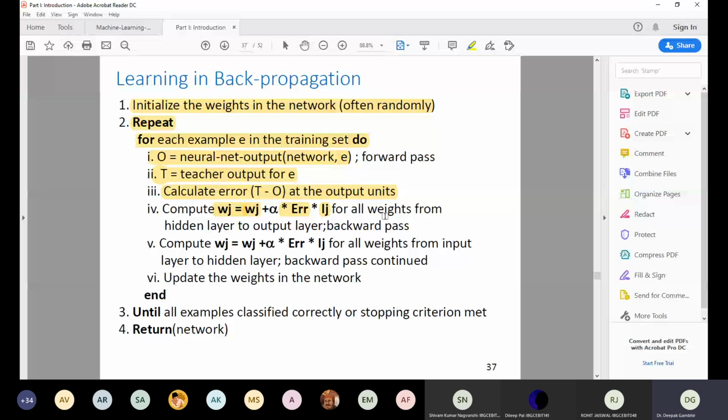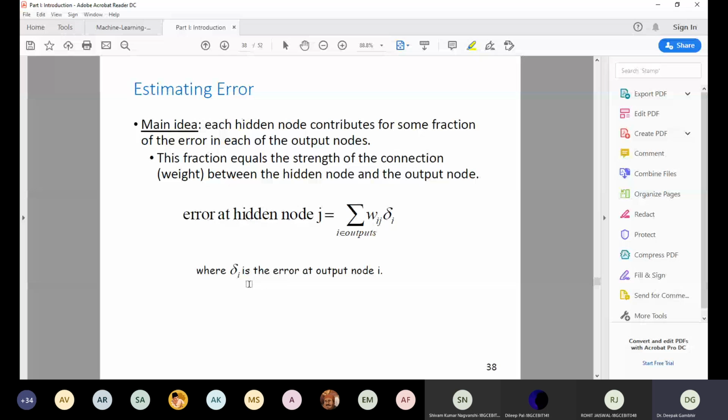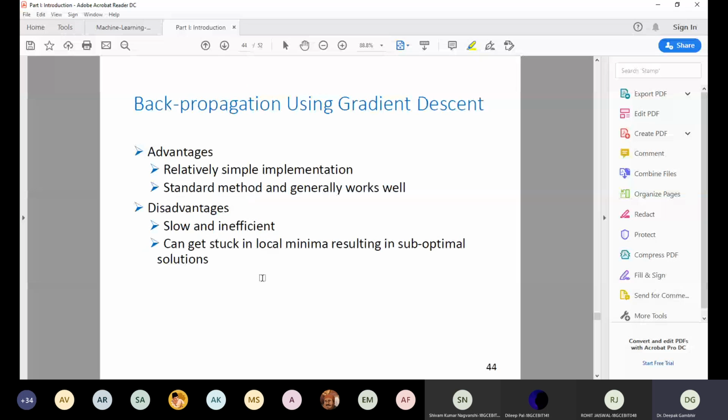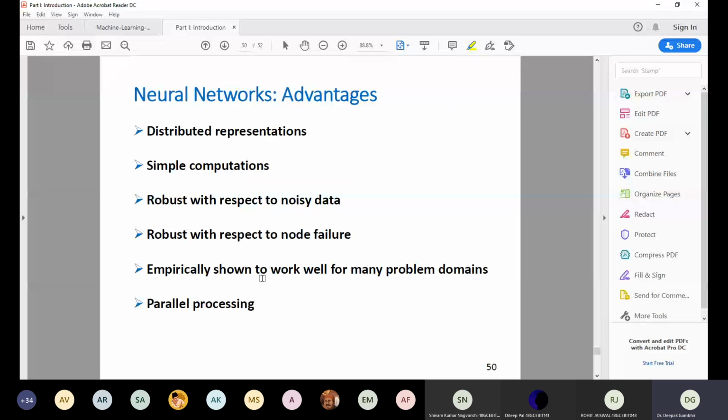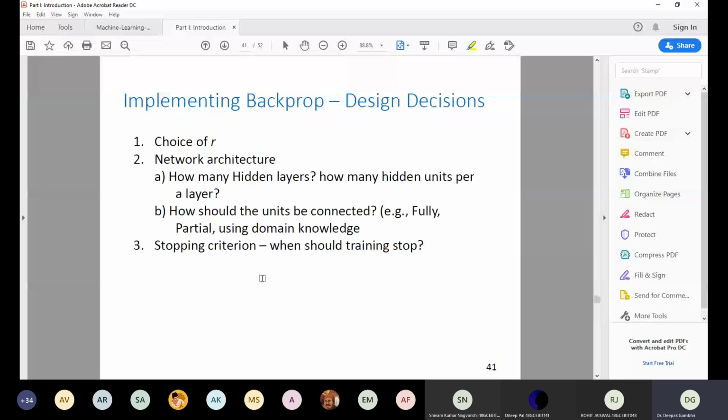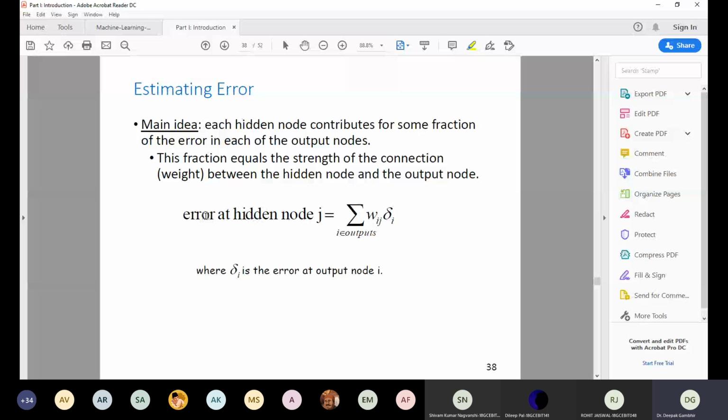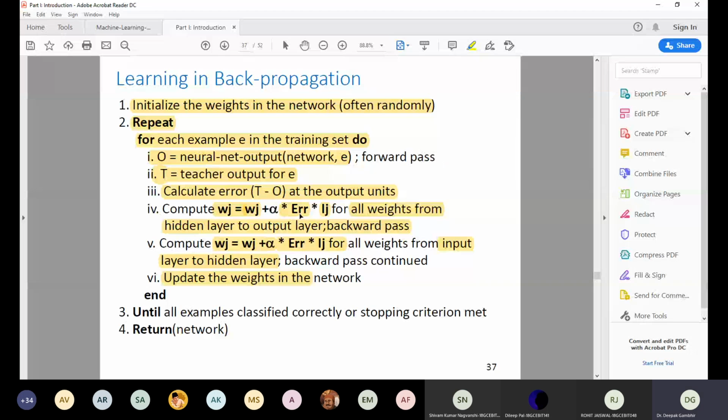This is quite complicated. The easiest way to do this is that we compute the error as the summation of (T minus O) whole squared, and we find its differentiation. Then that will give the error.